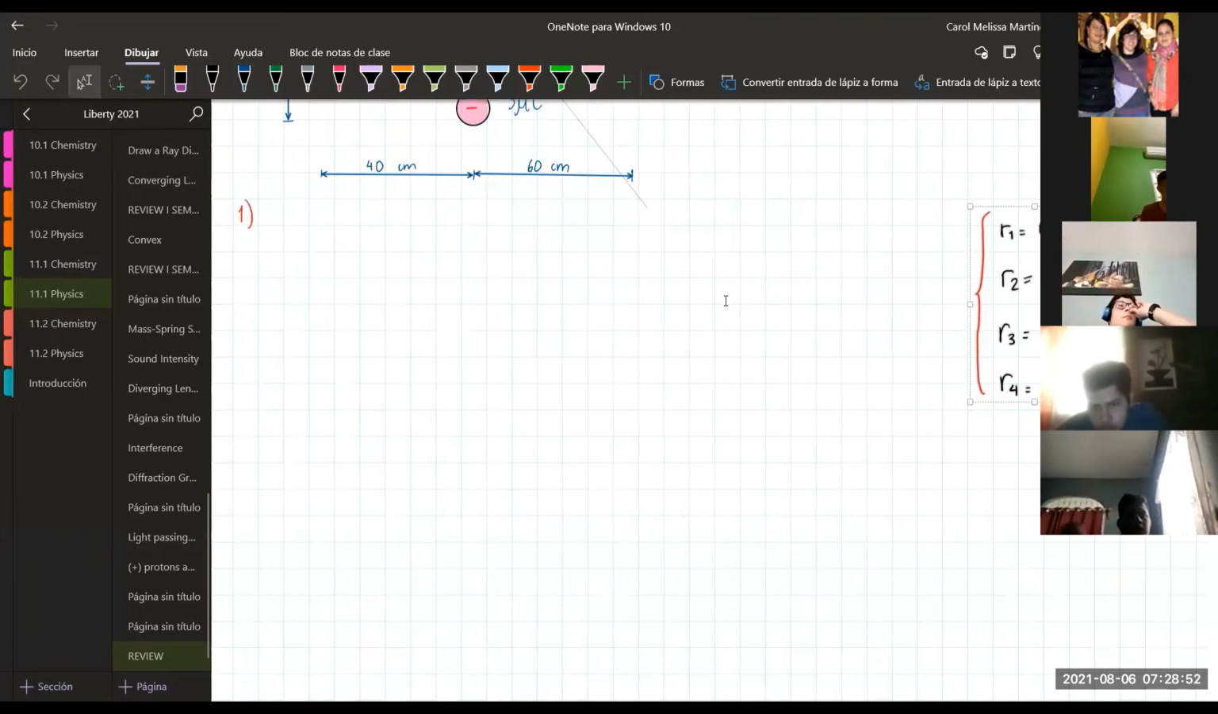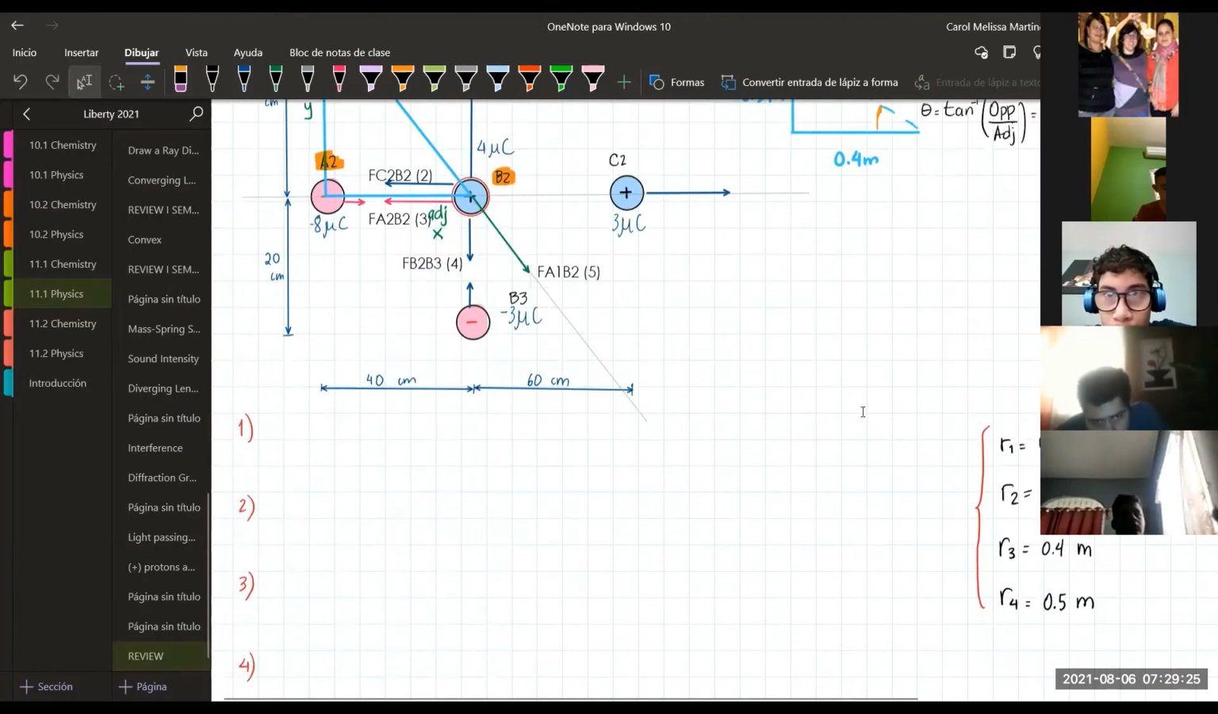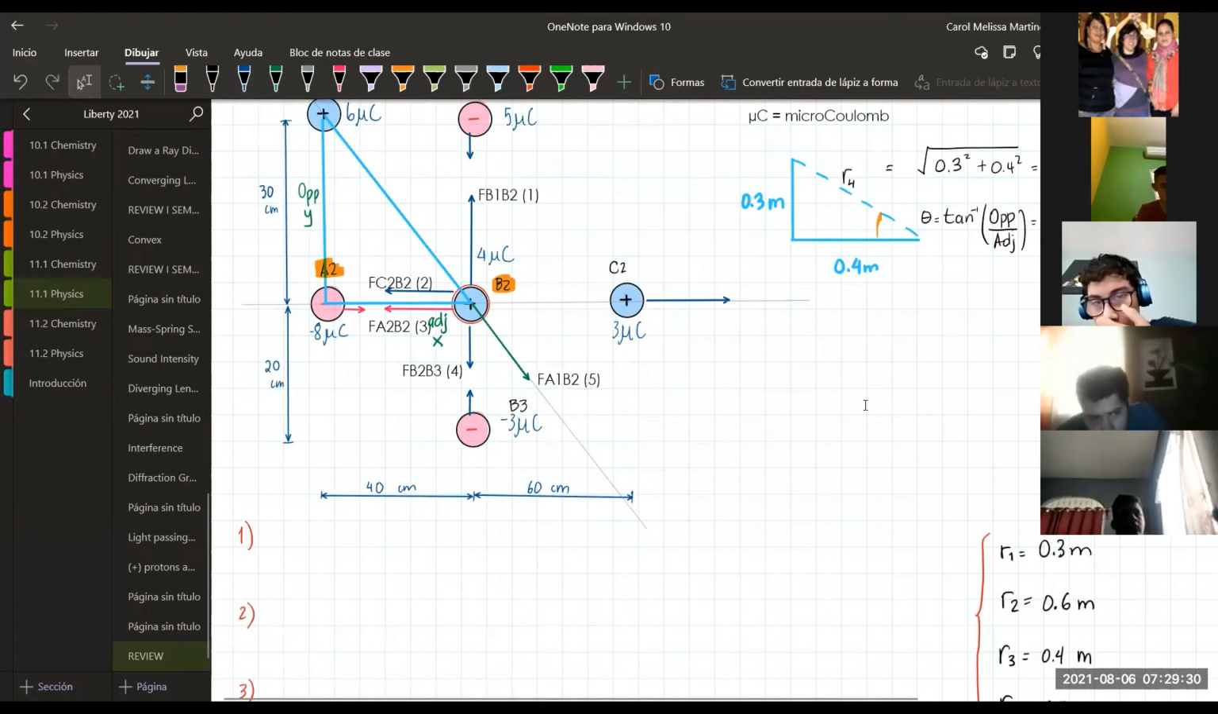Okay, so with this, now I'm going to get the forces. I have 4 forces, so it's going to be like this. Okay, 1, 2, 3, this is 4, this is 5. Tengo 5 fuerzas. Ya decía yo que queda fácil este ejercicio. Uno, dos, tres, okay, aquí, cuatro es que tengo el error. Esta va a ser 5, sorry. This is going to be 5.